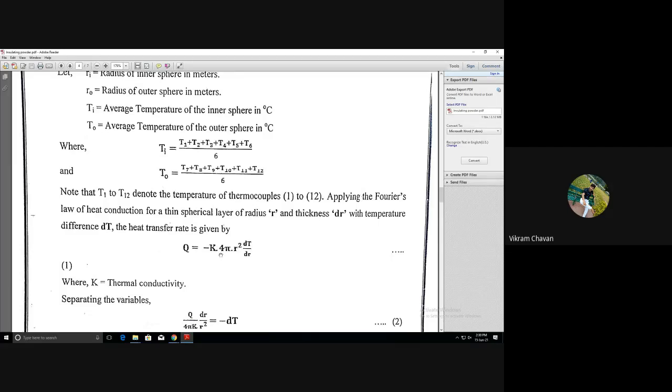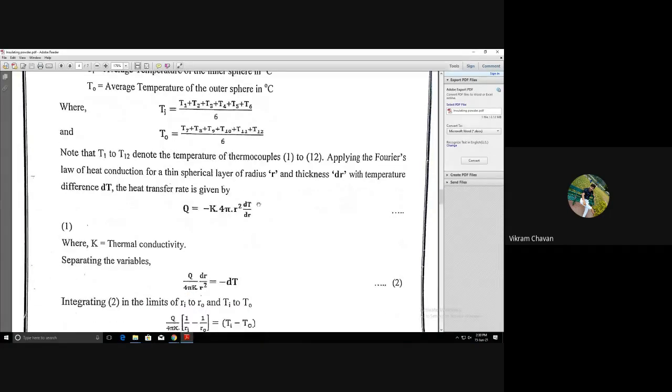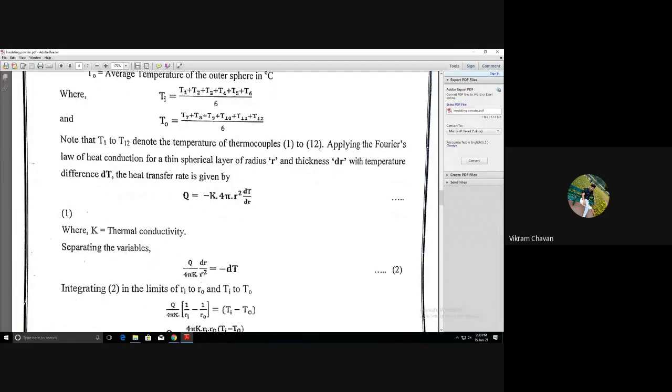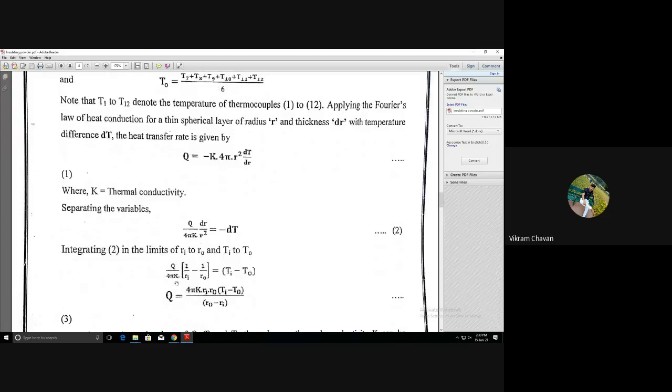Now in case of a sphere, the area can be written as 4 pi r square. If you transfer the dr and r square terms to one side and keep the remaining terms on the other side, you get the equation q divided by 4 pi k multiplied by dr divided by r square is equal to minus dT. Now if you take the integration, you will get q divided by 4 pi k multiplied by 1 upon ri minus 1 upon r naught is equal to Ti minus T naught.